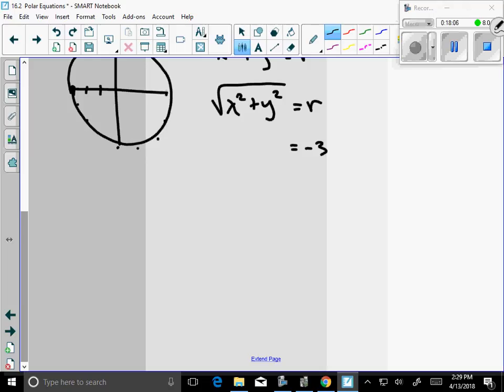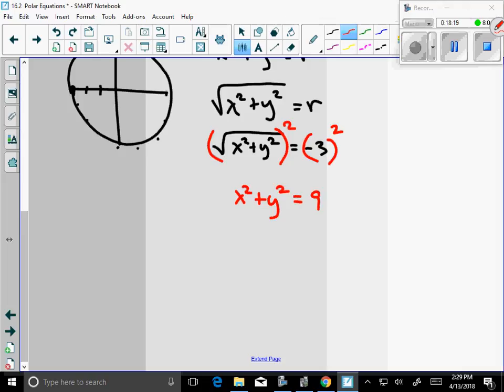Wait a minute. This is weird. Well, what happens? I'm going to go backwards for a moment. What happens if I square both sides? That's the equation of a circle with a radius of what? 3. Does that ring a bell? Now I'm going to go one more time here for a moment, because this right here, when you get rectangular form, that's not a function. It's built of 2 functions.